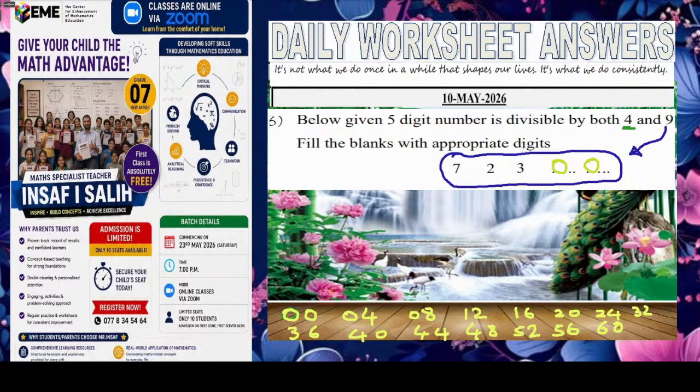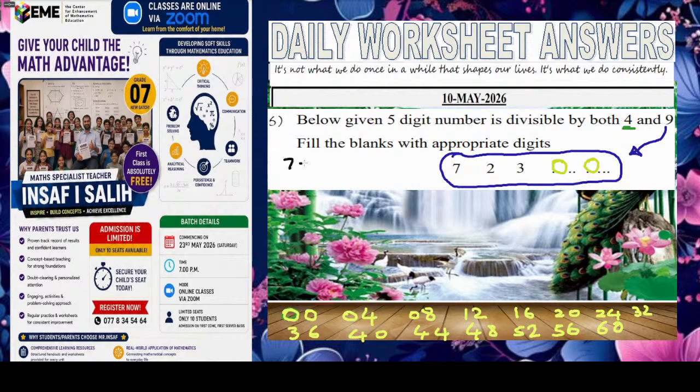Now, how do we determine whether a number is divisible by 9 or not? What is the test we do? The test is to check the digital root of the number. If the digital root of the number is 9, then that number is divisible by 9. So let's look at the digital root of 72,300.